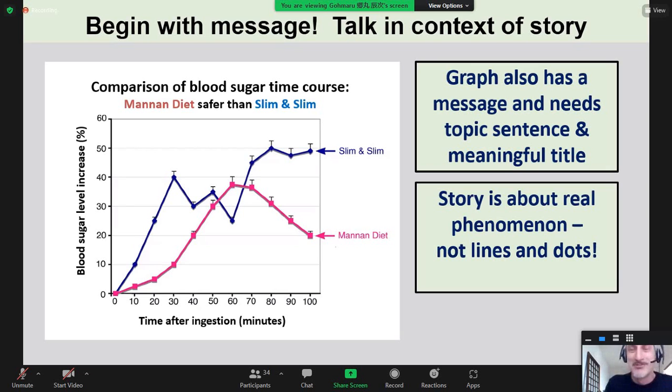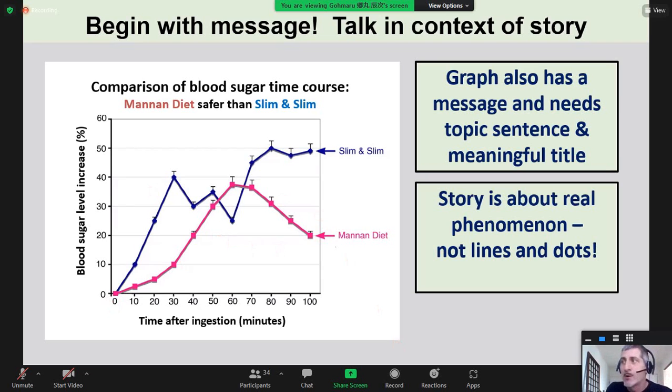Okay, starting over. So here's my graph, right? The change in blood sugar level over time shown here strongly indicates that Mannan diet, shown here by the pink line, is the better option for patients taking drug XYZ.